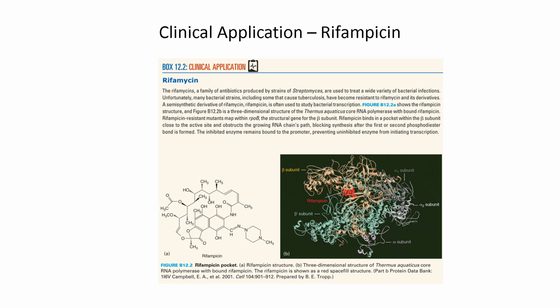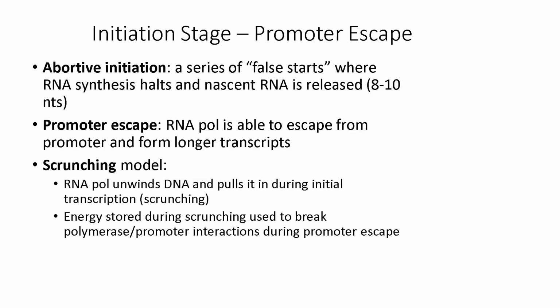It inhibits the initiation phase of transcription, making it a potent tool for treating bacterial infections like tuberculosis. This highlights how fundamental understanding of transcription can inform drug design. During abortive initiation, the polymerase frequently releases short RNA fragments, typically 8 to 10 nucleotides in length. To transition into elongation, RNA polymerase must overcome promoter binding through a process called promoter escape.